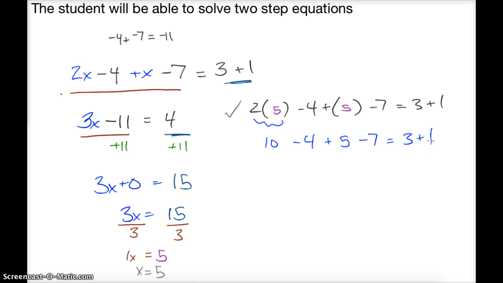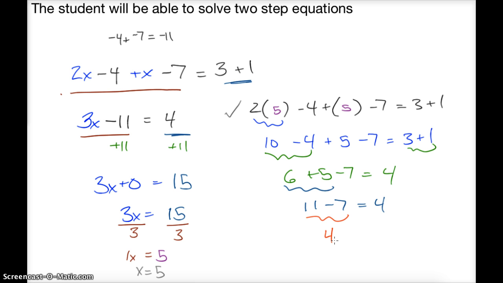So then this is just integers right here. 10 minus 4, I'm going to go left to right. 10 minus 4 is 6, plus 5, minus 7. I'm going to do these together also: 3 plus 1 equals 4. 6 plus 5 gives me 11, minus 7 equals 4. And 11 minus 7 does indeed give me 4. 4 equals 4. They're both balanced. This checks out. Let's try another one.